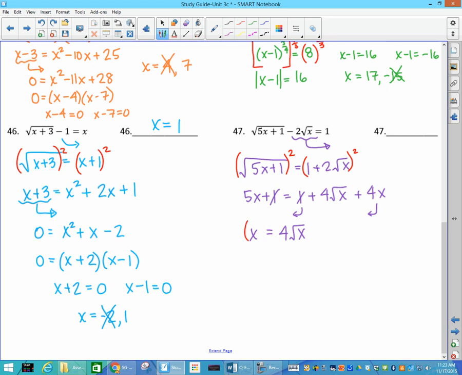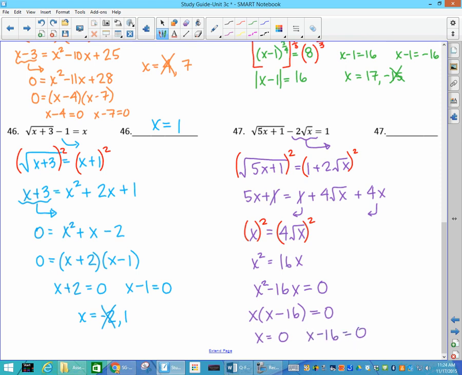And I'm going to square both sides. And so x squared is x squared. Got to square the 4 and the radical, so you get that. Quadratic, we got to bring everything to one side, so I'm going to subtract that 16x. In two terms, always look for that GCF first, so that's x times x minus 16. And that gives me x equals 0 and x minus 16 equals 0, which gives me x equals 16.